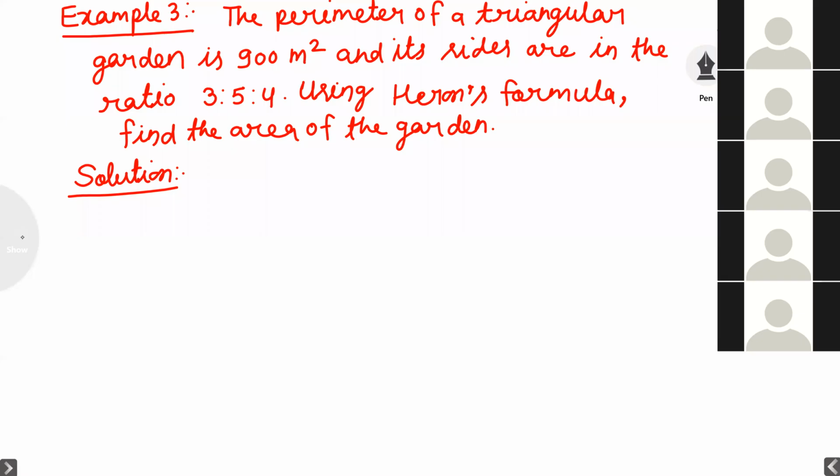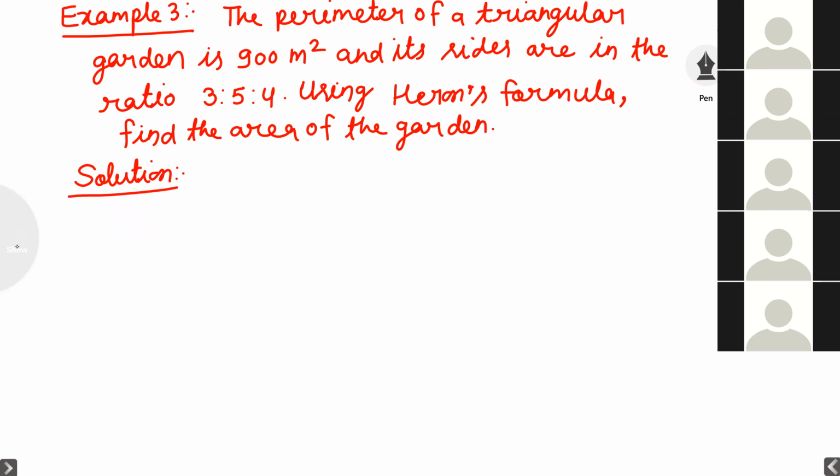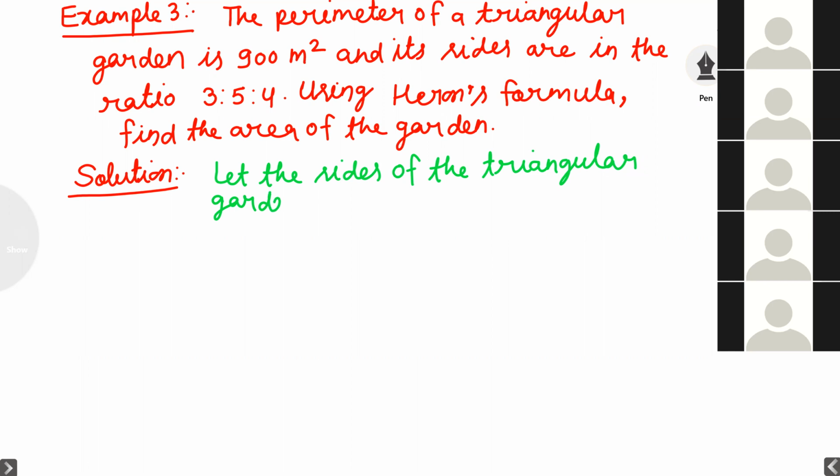First, I want to assume, let the sides of the triangular garden be 3x comma 5x and 4x. Why am I taking x? Because they have given in the ratio form.